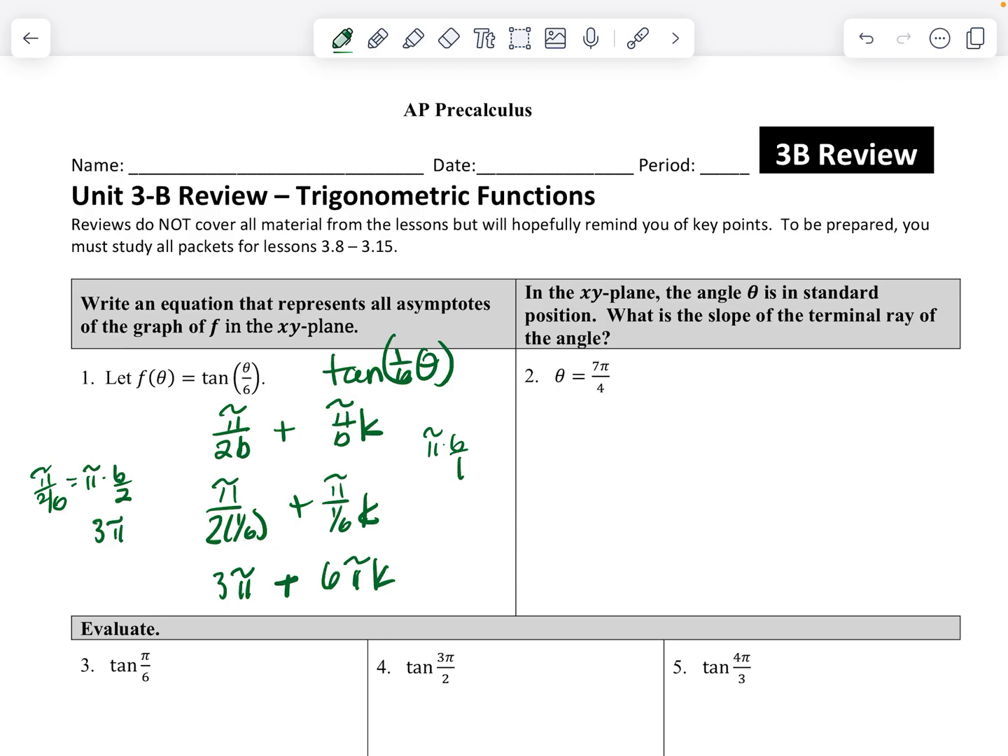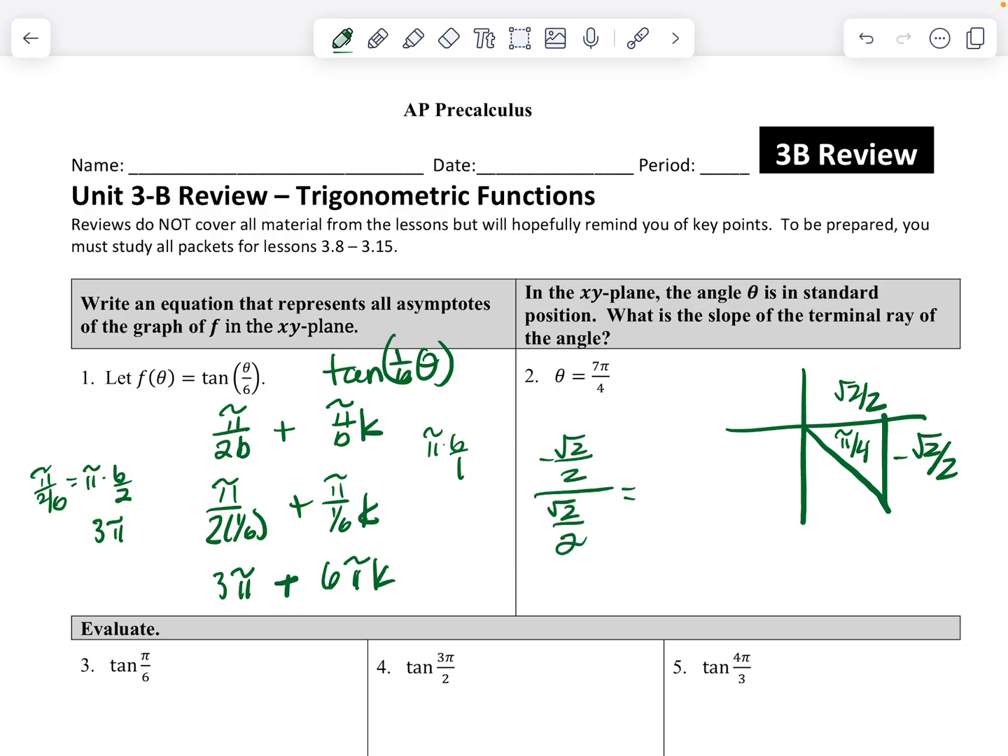So if an angle in the xy plane is in standard position, what is the slope? So 7 pi over 4. We know this is negative root 2. So this is pi over 4, root 2 over 2. So opposite over adjacent equals negative 1.